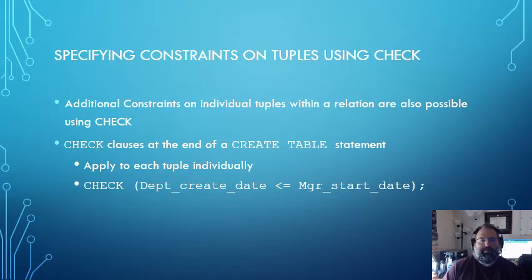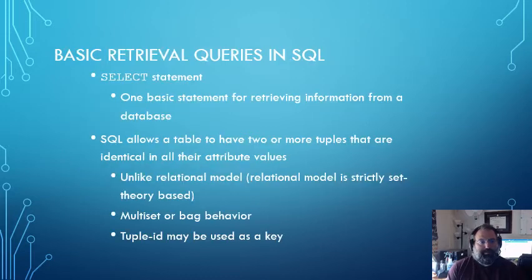Sometimes you'll use the word check to indicate that a constraint should be applied on a tuple, and this is generally where you want to make sure values are within a certain range or allowed. So the department created date has to be less than or equal to the manager start date, as an example, and they are applied to each individual tuple, so each record independently.